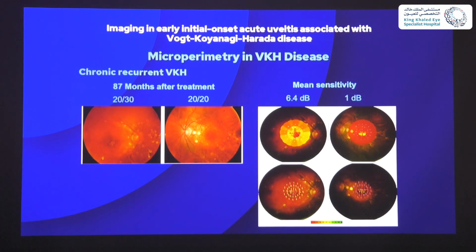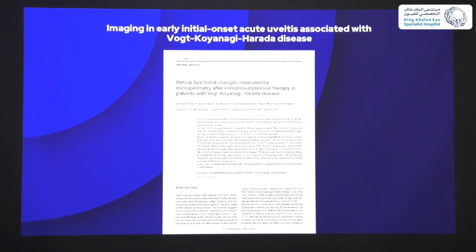This is another case with sunset glow fundus that ended with 1 decibel. And look here, everything is red. So the conclusion here is that patients who end with sunset glow fundus, even if the vision is good and the visual acuity is good, still have macular sensitivity that is severely affected.